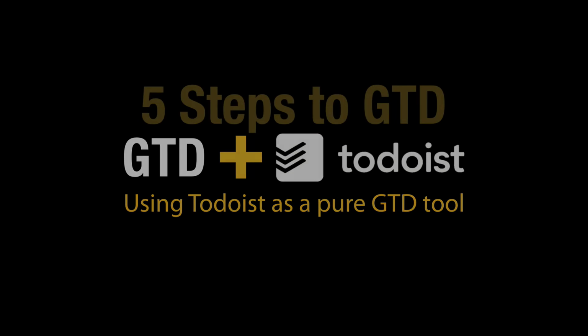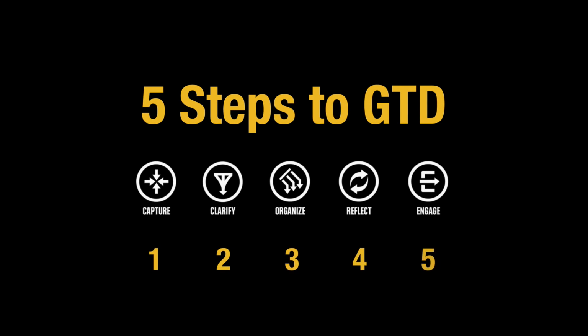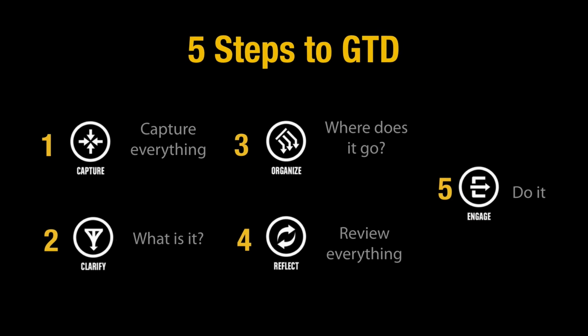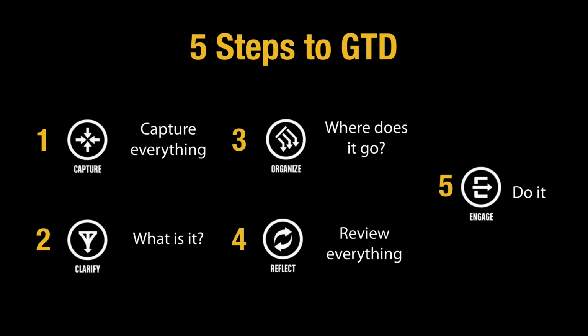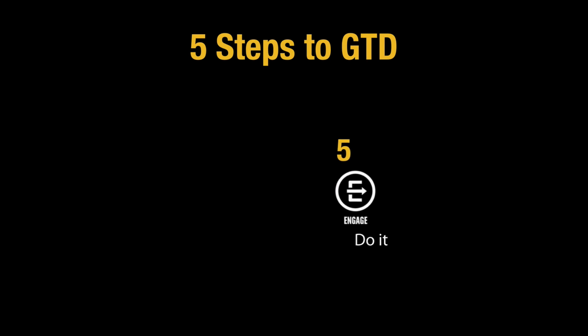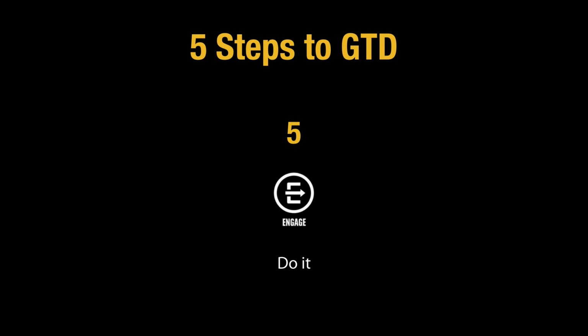Okay, so again, quick review, 5 steps to GTD. There are only 5 steps. Capture, clarify, organize, reflect, and engage. Today, we're going to be focused on the final one, the engage. So if you remember, going back through the previous 4 episodes, we've got number 1, capture everything. Number 2, clarify, what is it? Number 3, organize, where does it go? Number 4, as we did in the last episode, review everything. And today we are now moving on to the final part. Part 5, engage, just do it.